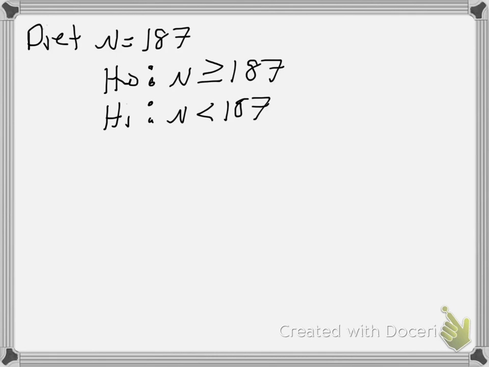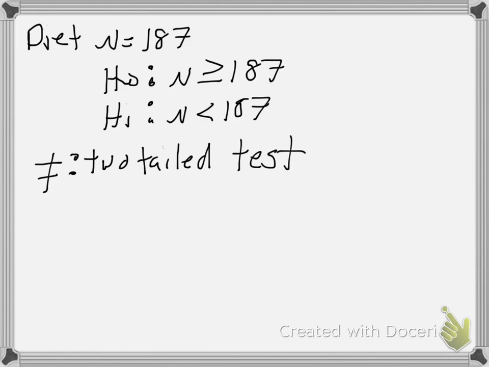Now, when you had not equal to in H1, that indicated that you have a two-tailed test. What do I mean by that? That means that you want to check both above and below. Basically you're going to end up doing a confidence interval for these things, so you want to check above and below the mu a certain amount.